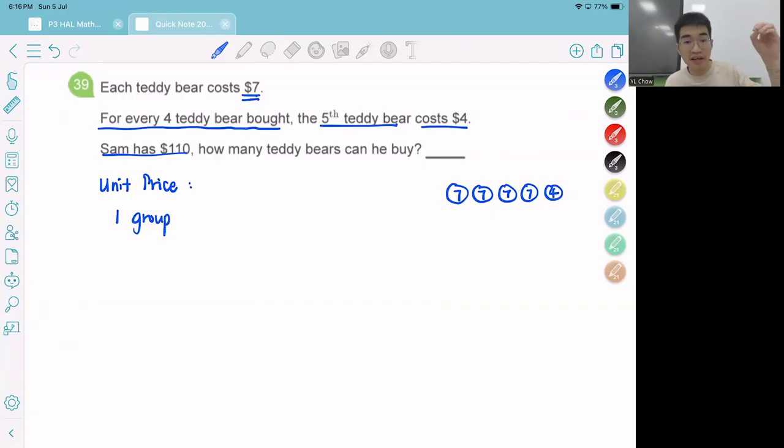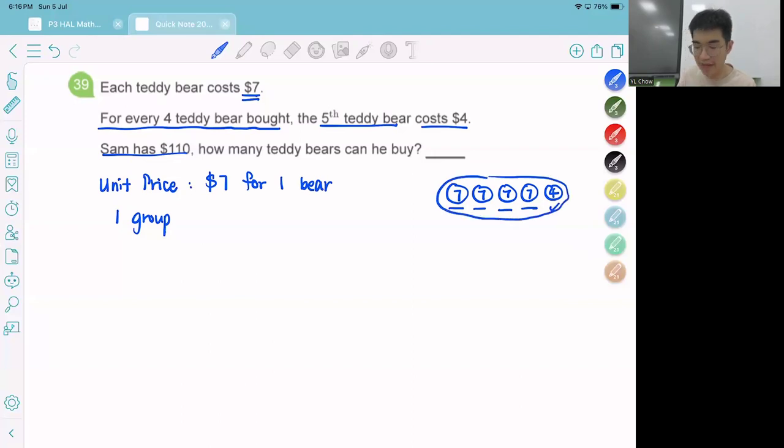So let's see. Obviously, the price for each teddy bear is $7, right? $7 for one bear. Now, how many bears can you group together in order to buy them at a cheaper price? You realize that you need to buy four teddy bears at the original price, but then the fifth teddy bear you can buy at a cheaper price. So the fourth is normal, the fifth you buy at a cheaper price. So these five bears, I can actually combine into a group and buy at a cheaper price.